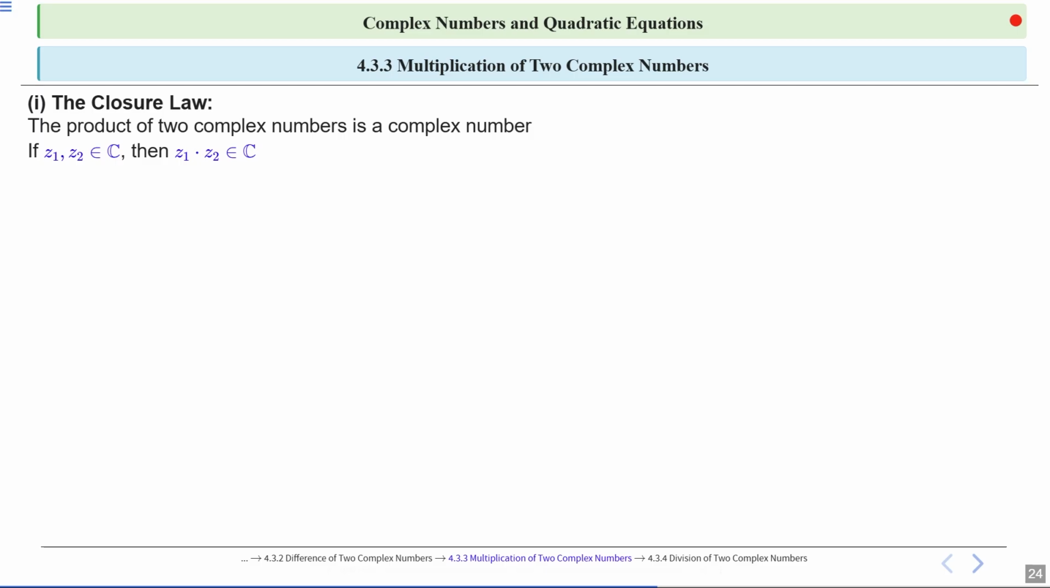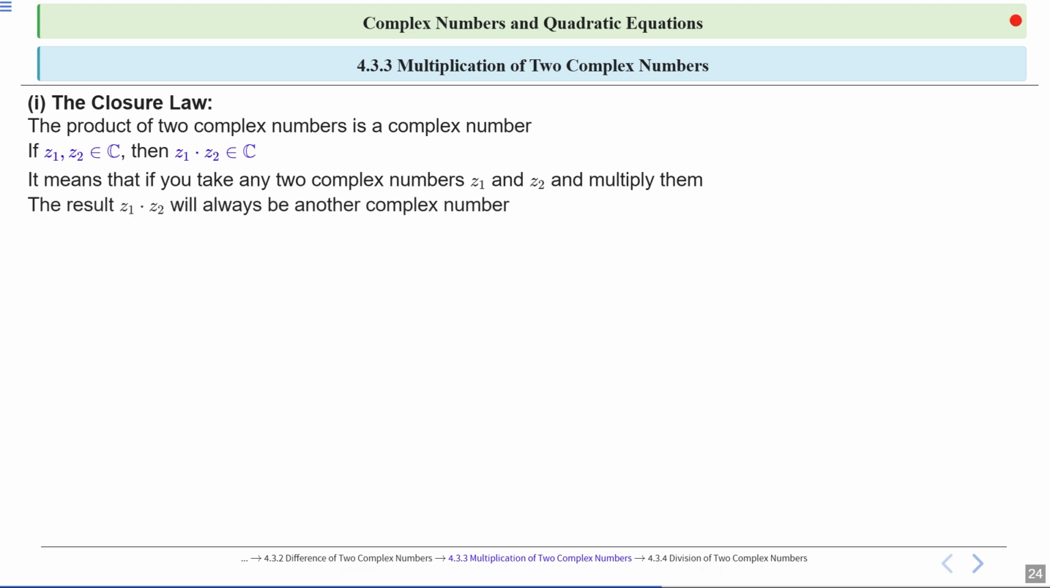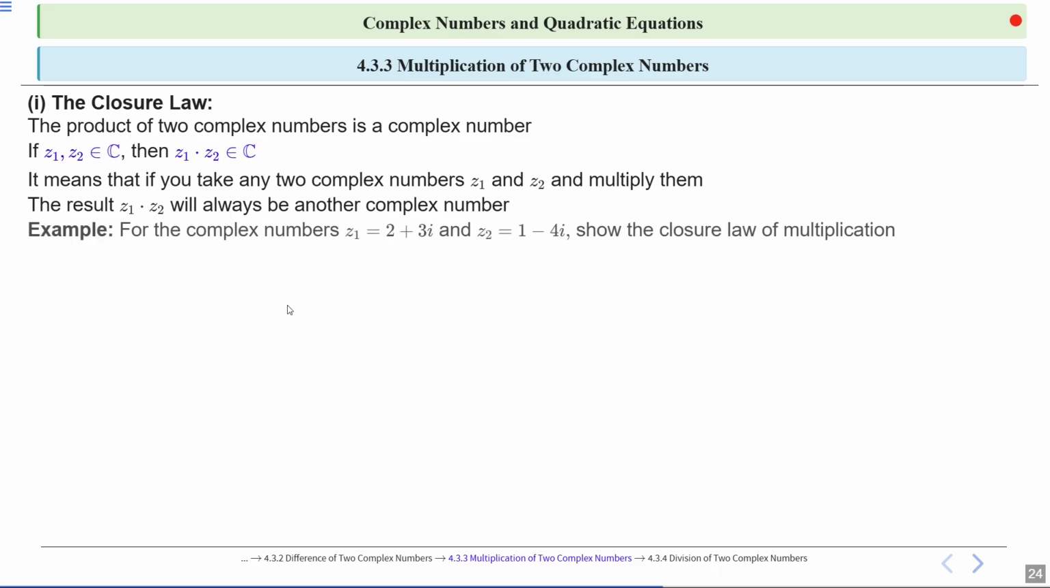If z1 and z2 are both complex numbers, then their product z1 times z2 is also a complex number. It means if we take any two complex numbers z1 and z2 and multiply them, then the result z1 times z2 will always be another complex number. Let's look at an example.